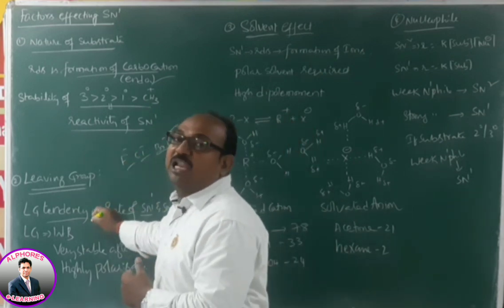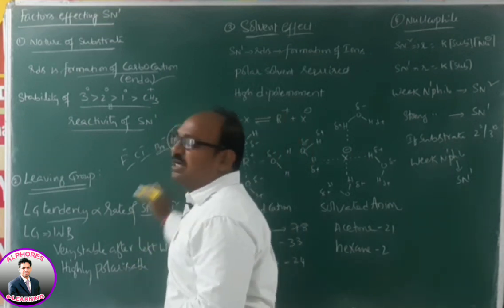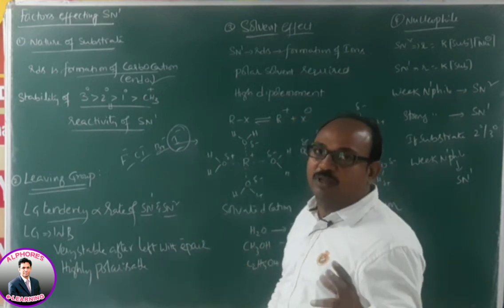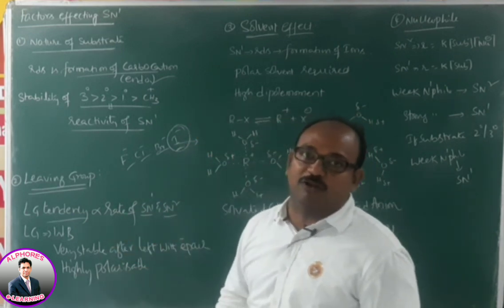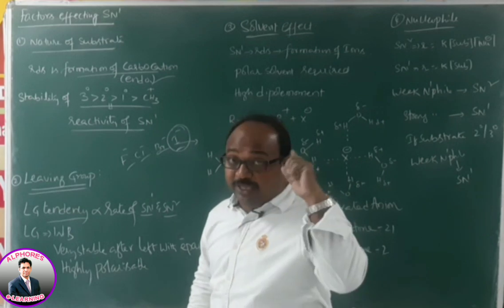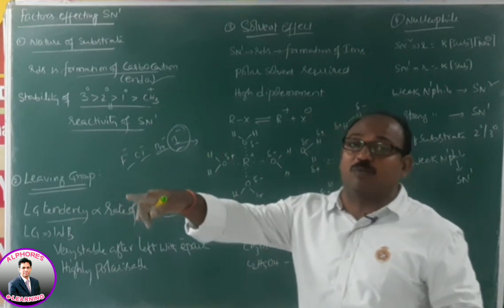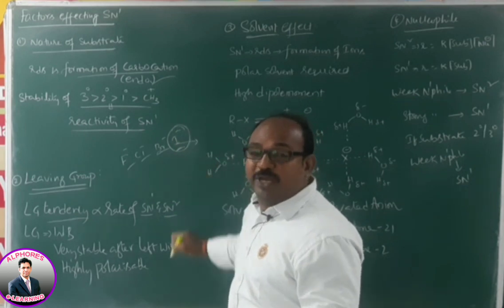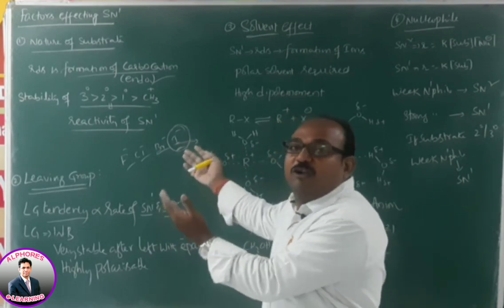A good leaving group has more leaving tendency, so the rate will increase. As I mentioned, size is a factor: the larger the size, the more the leaving tendency. The second one we already discussed: once it comes out along with the electron pair, it should maintain its stability. It should not think again about attacking that carbocation. We should not observe such a scenario with this leaving group. Once the leaving group has departed from carbon, it has to stabilize along with that electron pair.